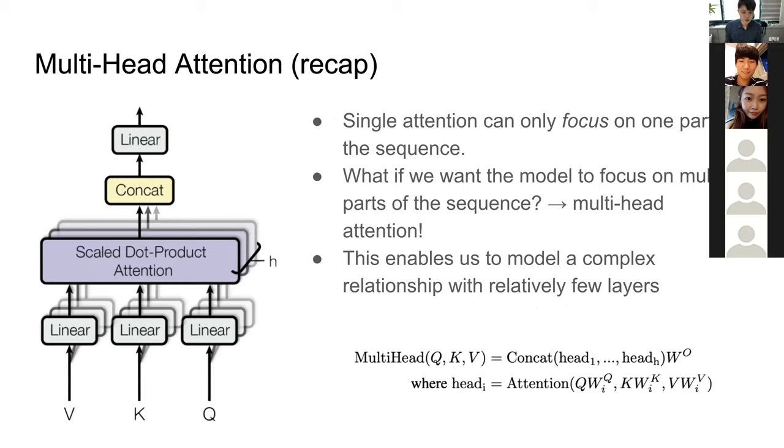And we talked about multi-head attention, which is quite useful and actually quite essential for transformer. If you just use single attention, which means you just attend on one thing, then when you're trying to process one token, you can only focus on one part of the sequence, due to the nature of softmax, which tries to give really spiky attention instead of a smooth attention. But of course, we might want to focus on several different things at one time step, right? So that's why we need several attention heads, which is called multi-head attention. And this enables us to model a more complex relationship with relatively few layers.